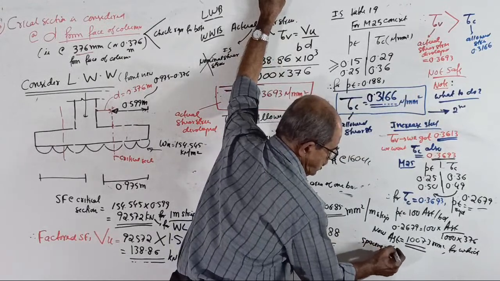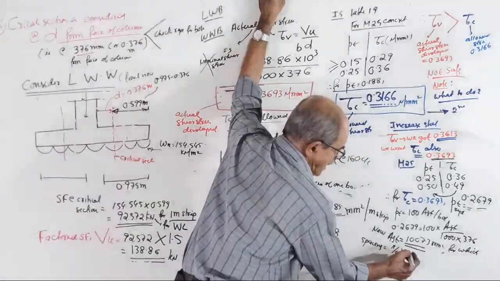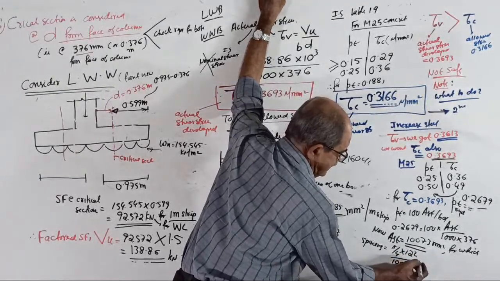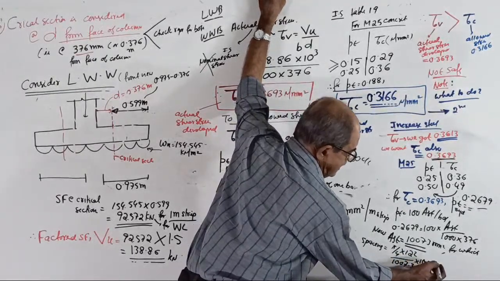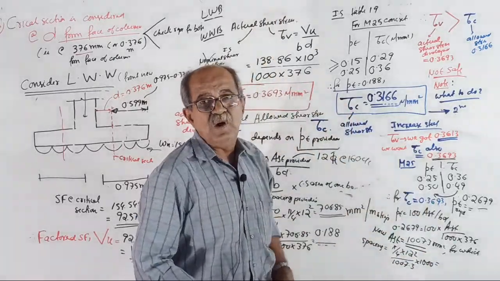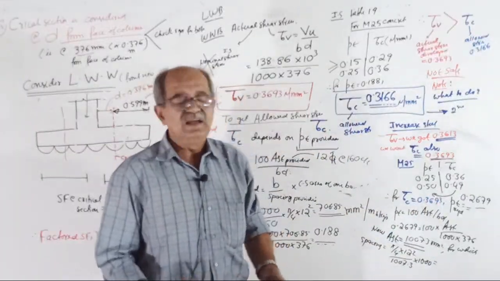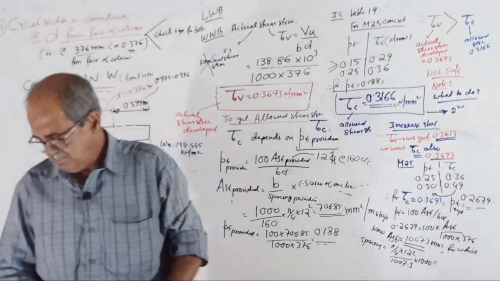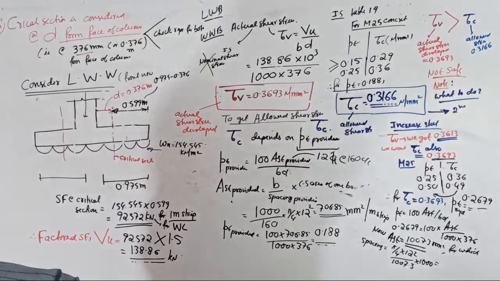Spacing equal to π/4 of 12 square divided by 1007.3 into 1000. Answer new spacing. 12 tor 160 cancelled. Now new spacing how much? It should come closer now. You should give more steel.